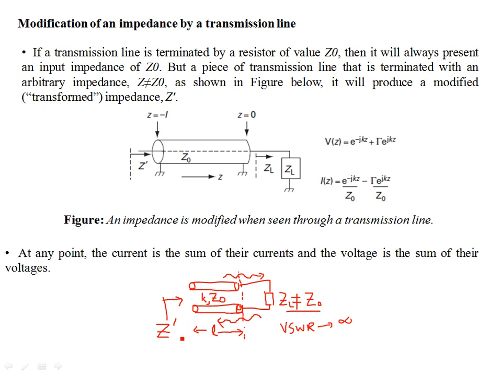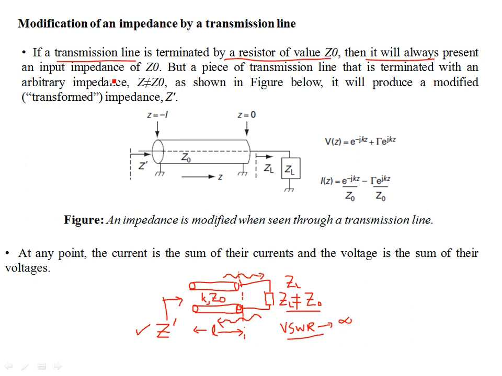That Z prime is not equal to Z naught if the line is not terminated into its natural impedance, or if the transmission line is not infinitely long. In both cases, if it is not infinitely long and ZL is arbitrary, we have reflections, so we have a finite standing wave ratio, not infinity, but it shows that there is reflection. So what we're going to do is find the input impedance of the line when it is terminated into an arbitrary load ZL, which is not equal to Z naught.